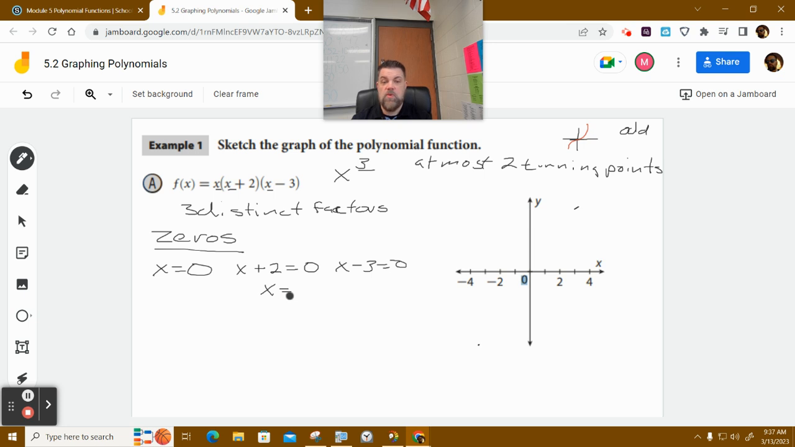We're not doing the graph. We're going to do the graph by hand. Negative 2, good. What about this one? X equals what? 3. Now these are the x-intercepts, right?